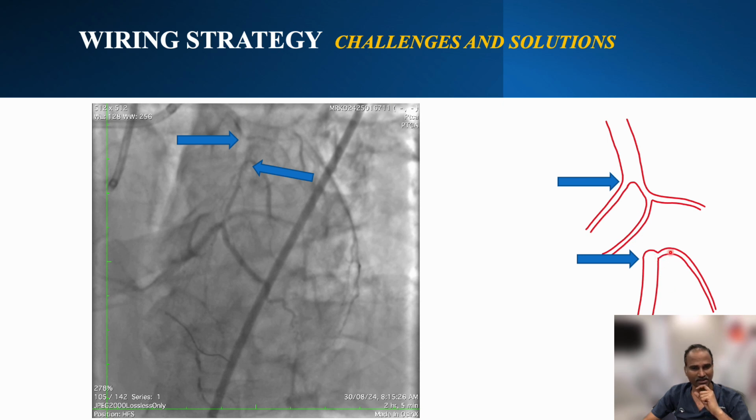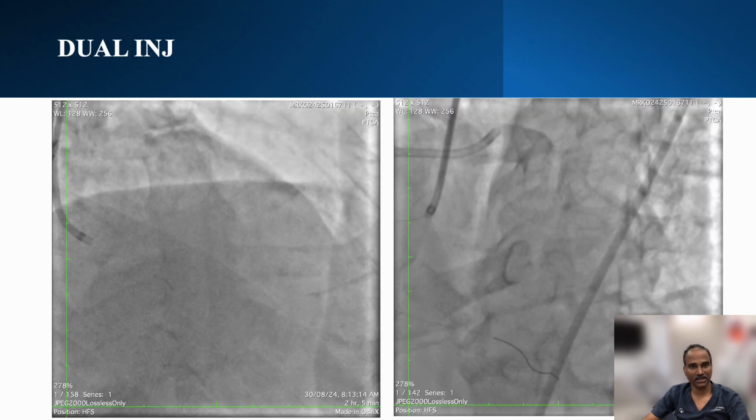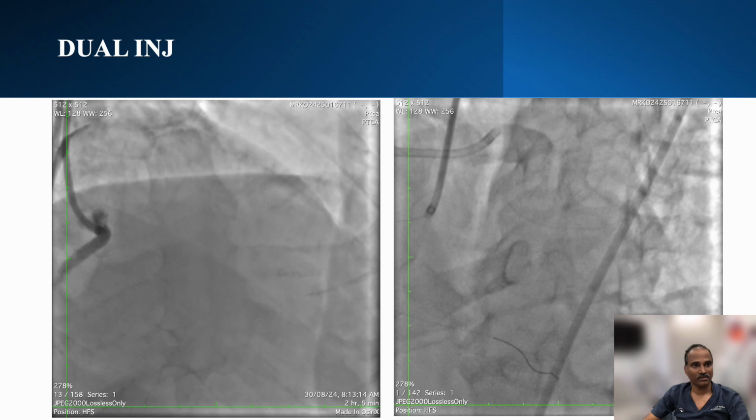And if you couldn't wire, then we can use a reverse loop wire technique. Also, if the wire is not going into the true lumen, then obviously we end up doing a retrograde intervention. If we go retrograde, the possibility of saving even the diagonal branch is much better than simple antegrade. So that's the plan.